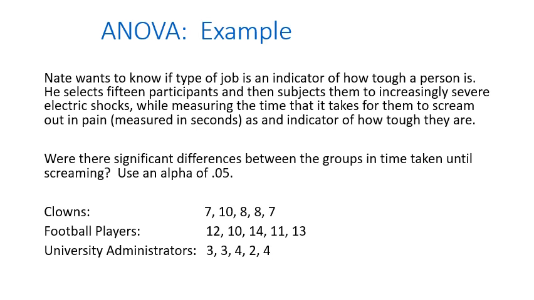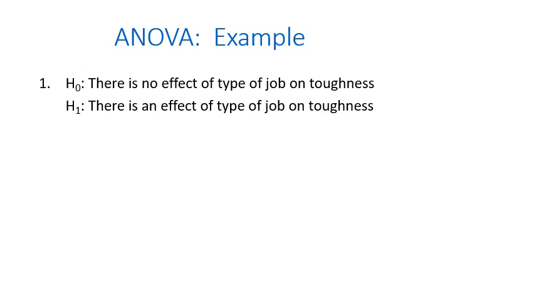So they want to know if there's a significant difference between the groups using an alpha of 0.05. And here are the amount of seconds that each person could last. Administrators, very short. Clowns in the middle. Football players, a little bit higher. So our null hypothesis here is that there is no effect of type of job on toughness. The alternate is that there is an effect.